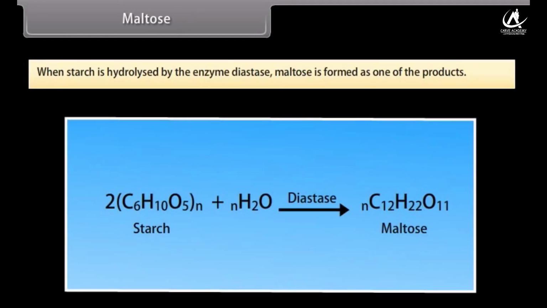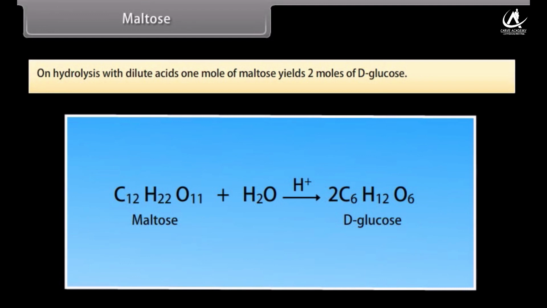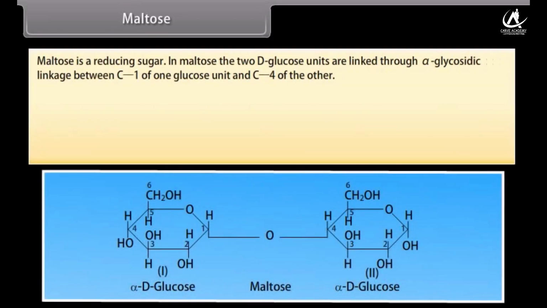Maltose. When starch is hydrolyzed by the enzyme diastase, maltose is formed as one of the products. On hydrolysis with dilute acids, 1 mole of maltose yields 2 moles of D-glucose. Maltose is a reducing sugar. In maltose, the 2 D-glucose units are linked through alpha-glycosidic linkage between C1 of one glucose unit and C4 of the other. It tastes sweet and it is not found freely in nature.